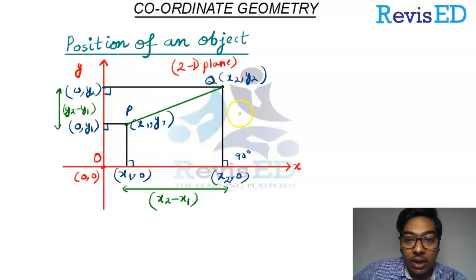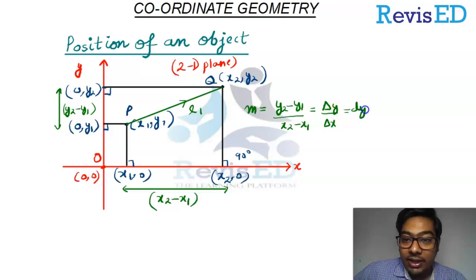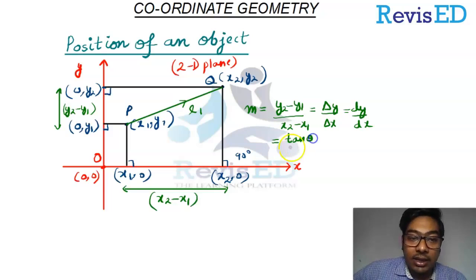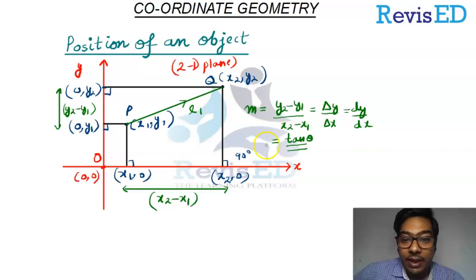So let us now understand, if this distance is represented by a straight line, the slope of the line is nothing but the ratio of y2 minus y1 divided by x2 minus x1. This can be written as change in y divided by change in x, that is dy by dx. This is my slope of the line, and this is also equal to tan theta, where theta is the angle between the x-axis and the straight line, that is L1.